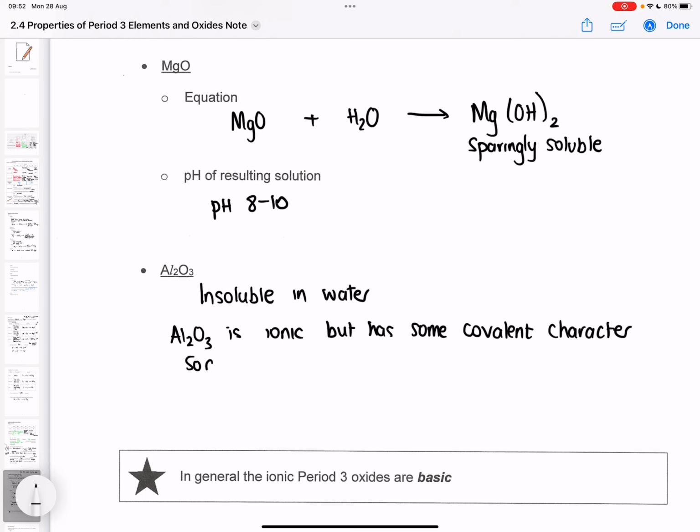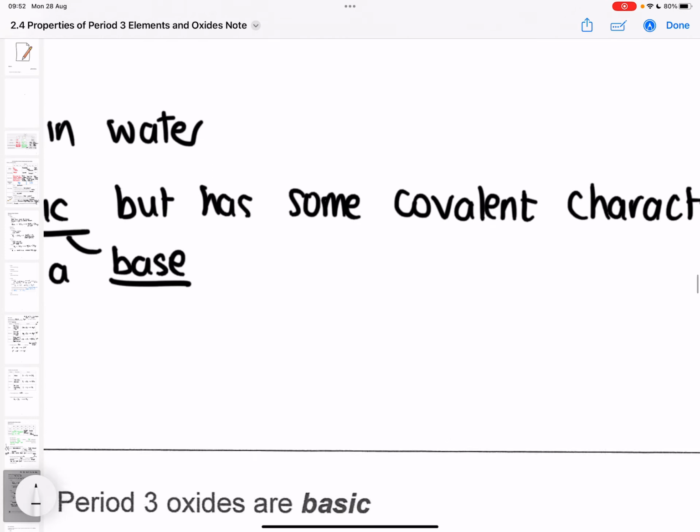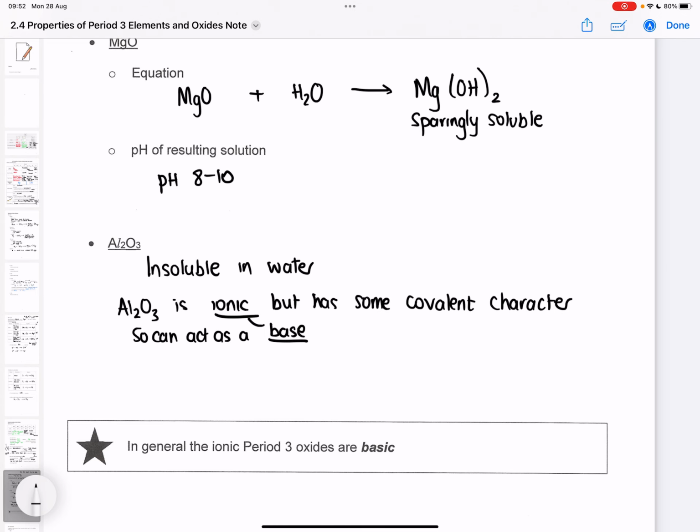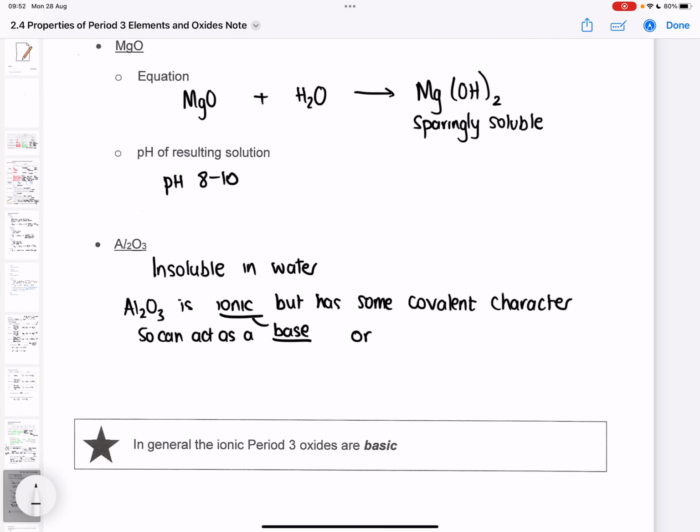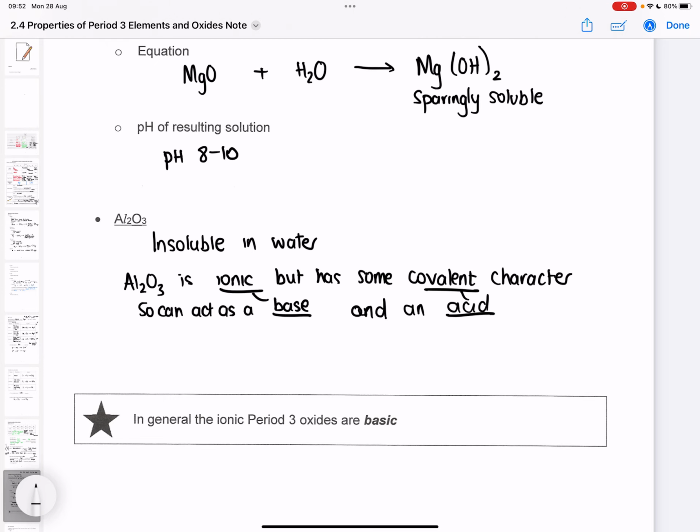So it can act as a base because it's ionic. But because it has some covalent character, it can act as a base and an acid, because the covalent oxides act as acids. So it can do either.